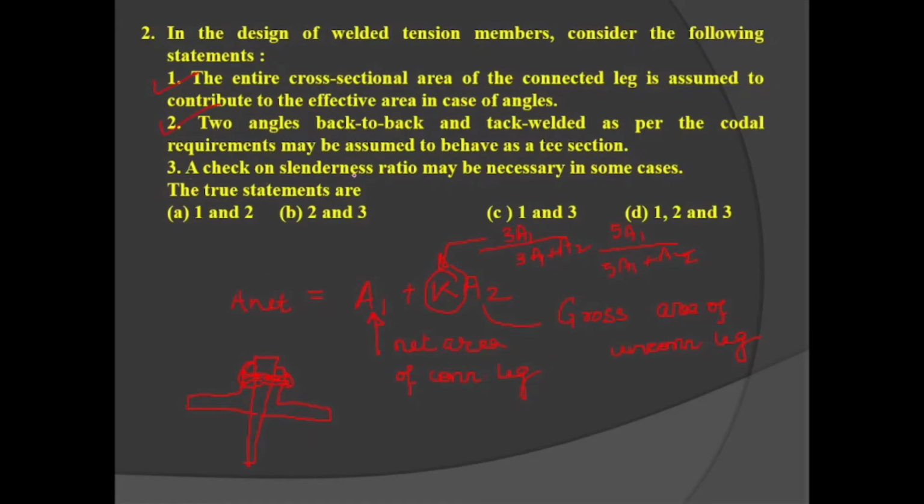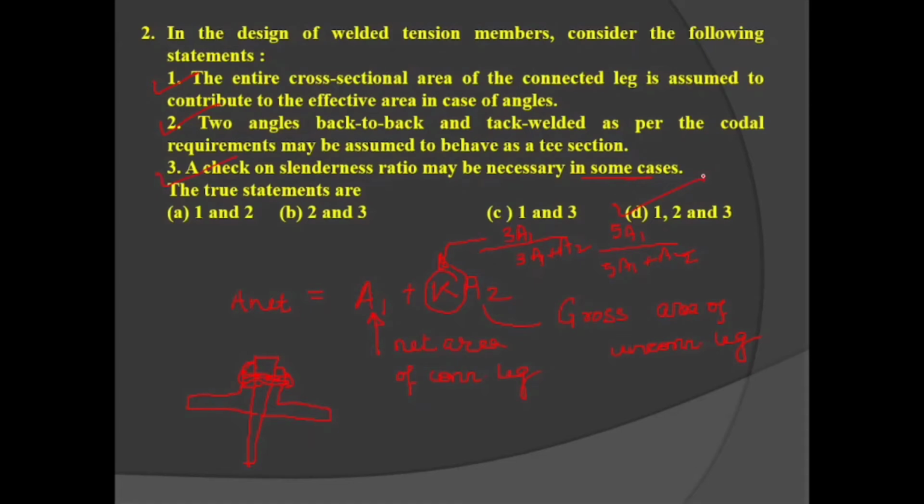Statement 3: a check on slenderness ratio may be necessary in some cases. Not in some cases, but in all cases; a slenderness ratio check is always required. We designed various questions for which lambda is equal to 180, 350 or 250, depending on whether we have considered the secondary effect, the live load effect, or the wind effect. So this is also okay. So option D is correct, that is, 1, 2 and 3 are the correct statements.